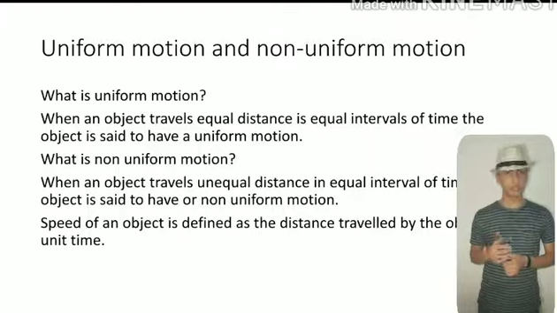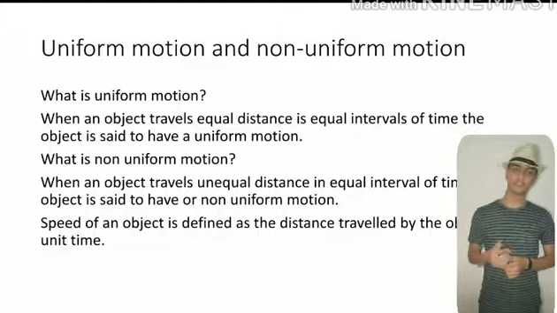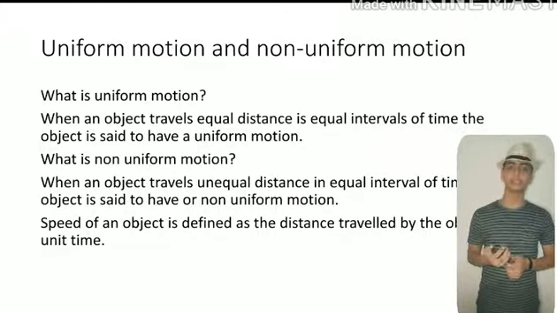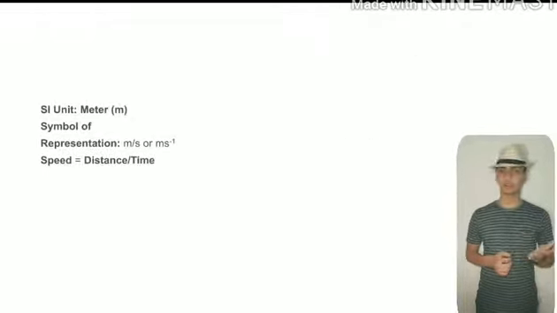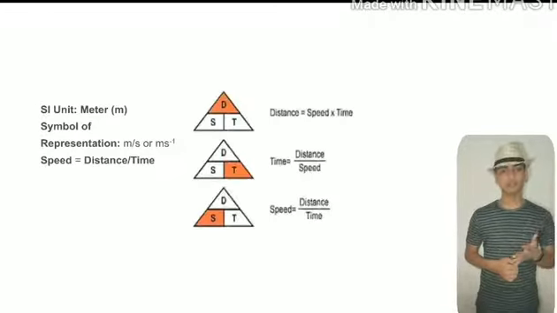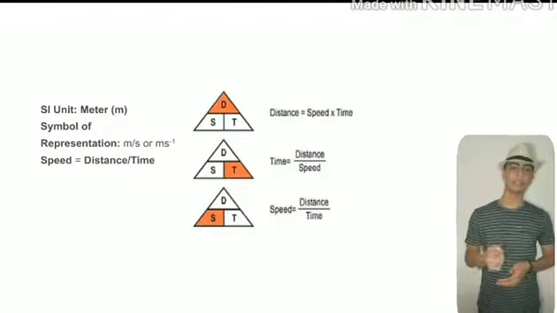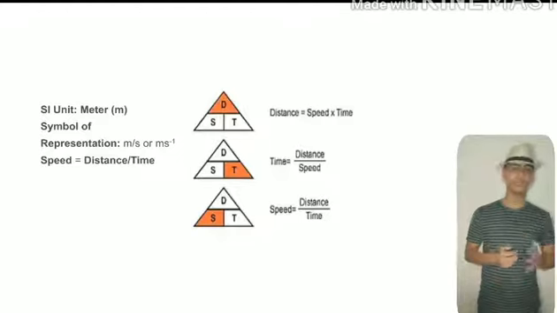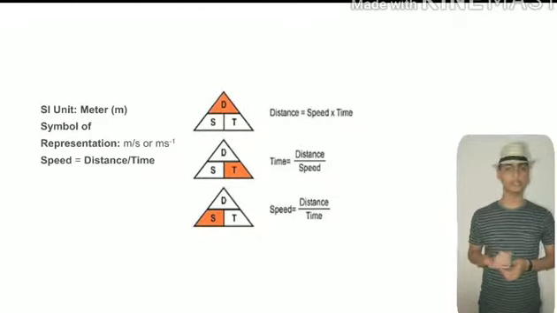Now, the speed of an object is defined as the distance traveled by the object per unit time. Its SI unit is meter per second, represented as m/s or m s raised to the power minus 1. Speed is equal to distance by time. We can also know its relation by the triangle method, that is keeping D at the top, S at the left and T at the right at the bottom.